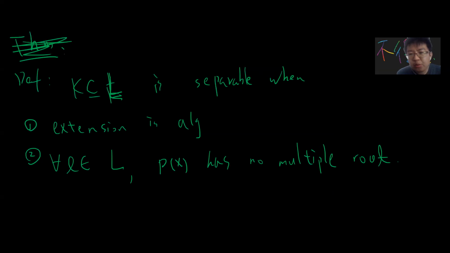So separable means that the minimum polynomial of a given element of L has no multiple roots, in an algebraic extension. This is in Galois theory. Usually this is almost trivial since we have the following theorem. Let's consider this is an algebraic extension.